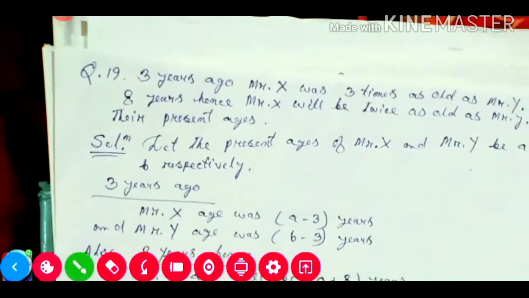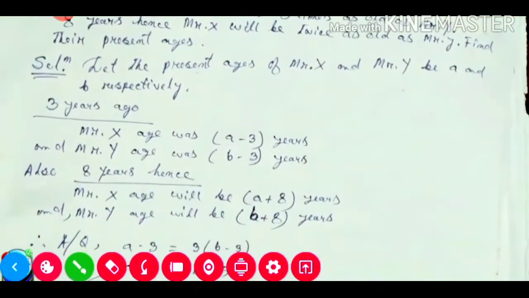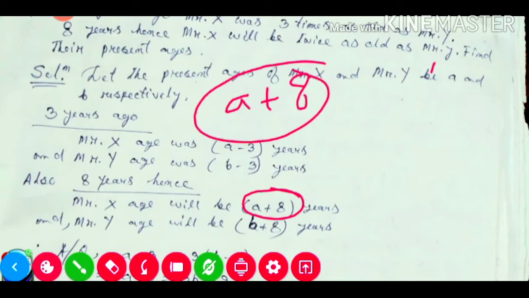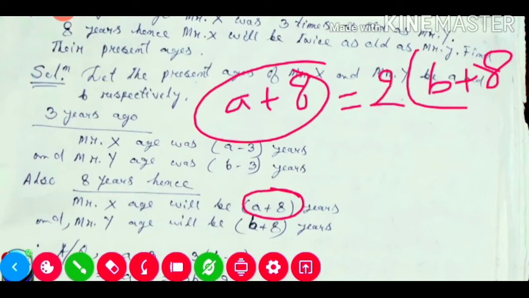According to the question, see, 8 years hence, Mr. X will be twice as old as Mr. Y. So after 8 years, Mr. X's age is A plus 8. This age will be twice this age, B plus 8. So how will this be compared? If we multiply Mr. Y's age with 2, both sides will be equal.